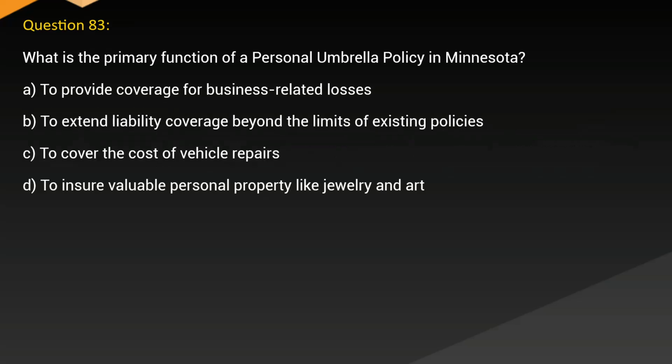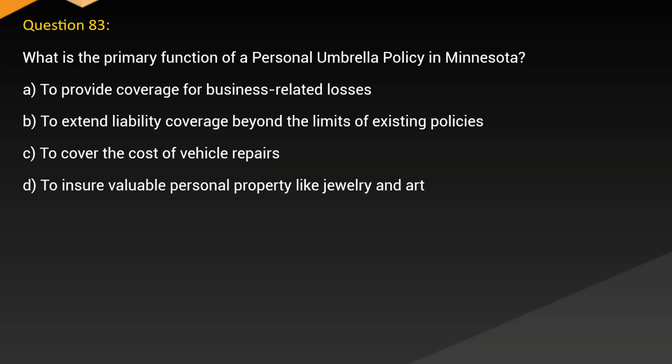Question 83. What is the primary function of a personal umbrella policy in Minnesota? A. To provide coverage for business-related losses. B. To extend liability coverage beyond the limits of existing policies. C. To cover the cost of vehicle repairs. D. To insure valuable personal property like jewelry and art.